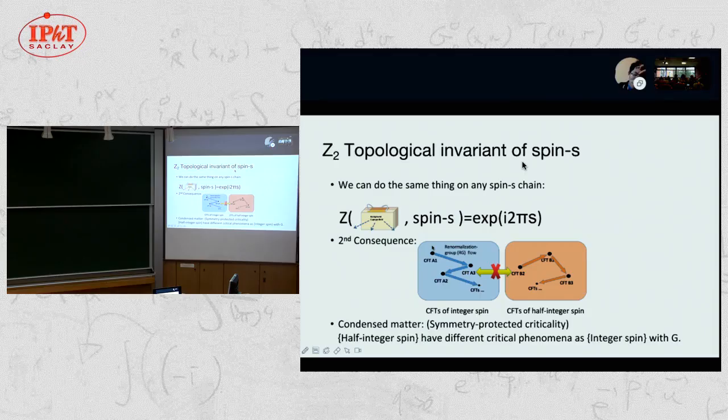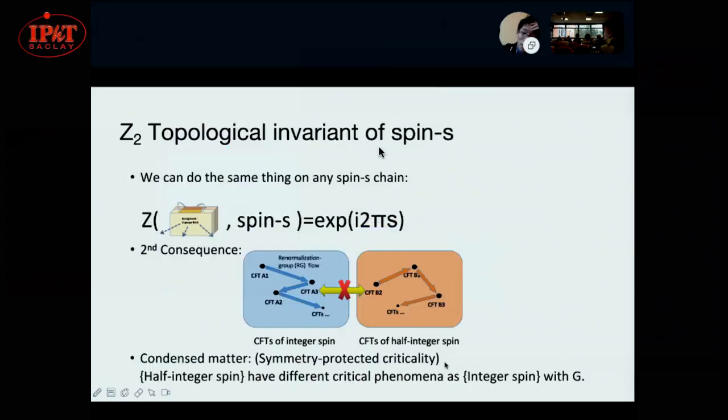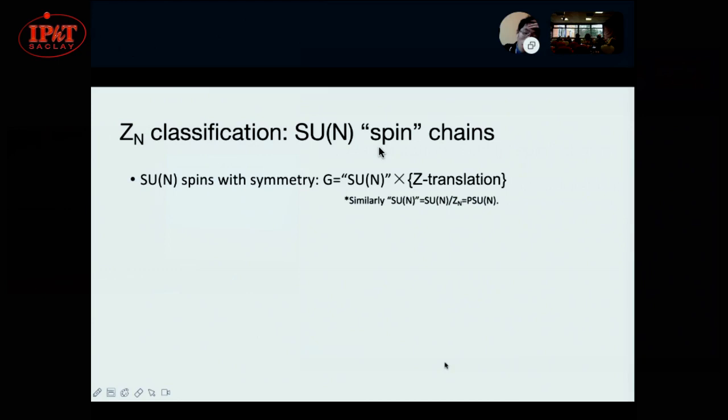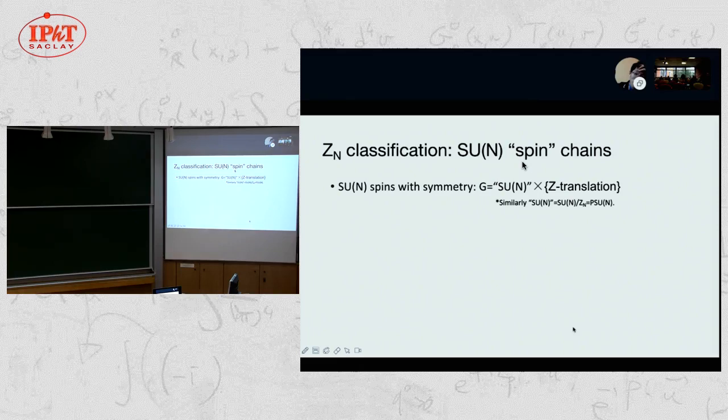This means that half integer spin cannot share any CFT with the integer spin. So when the symmetry is respected, the spin models don't have the same critical phenomena between the half integer spin models and the integer spin models. This is so-called symmetry-protected criticality. All of these calculations can be generalized to the SU(N) spin models.